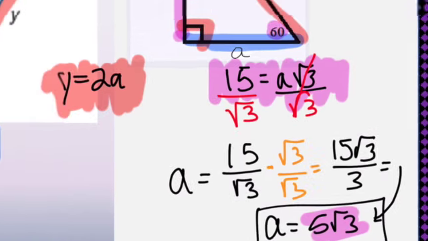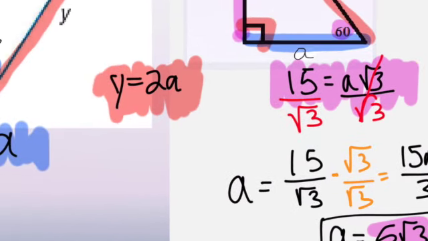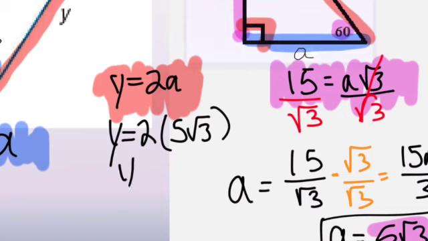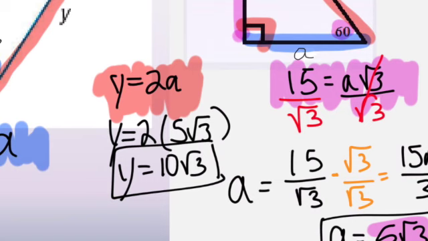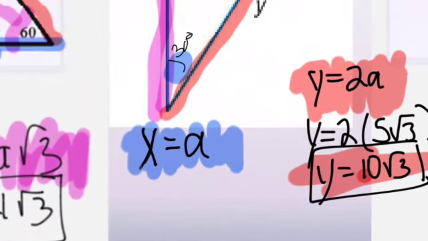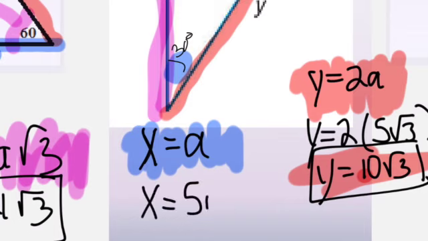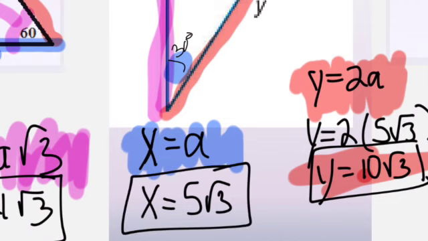Now wherever I see an a, I can go ahead and plug it in. So now my equation in the red, go ahead and plug a in. So I've got 5 radical 3, which is just going to end up as 10 radical 3. So perfect, done there. Now I got my answer for y. Now I'm going to plug in my answer to this guy. So I've got x is equal to 5 radical 3 again, and I'm done. And that's my answer for x.